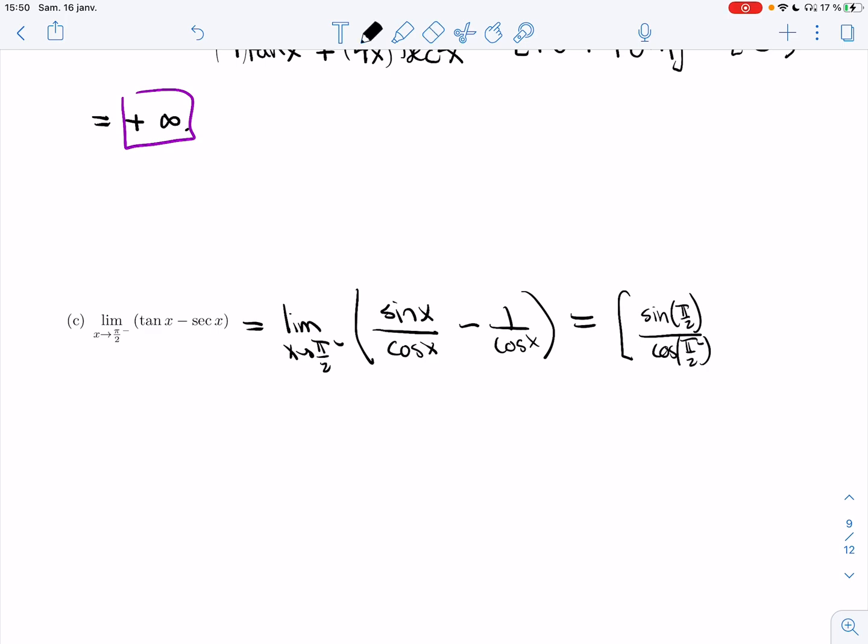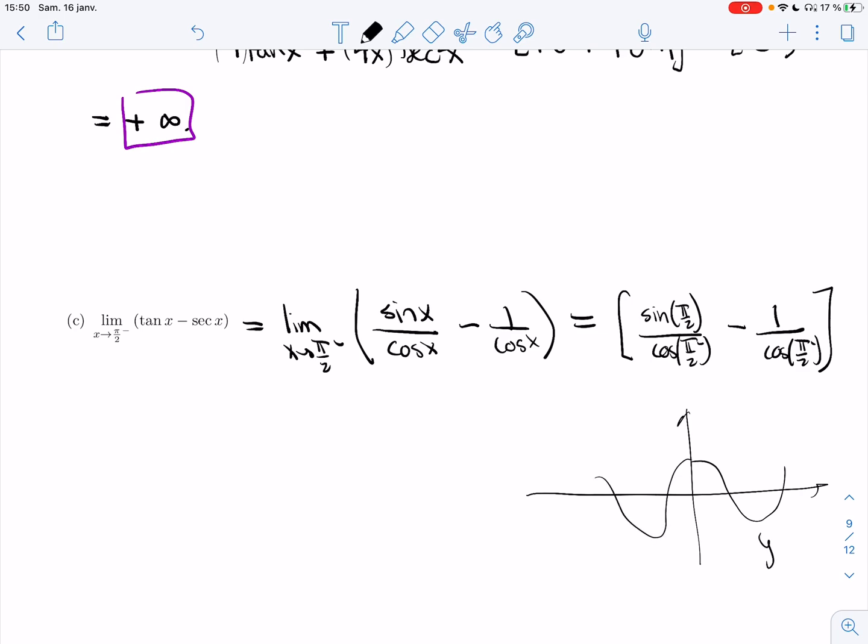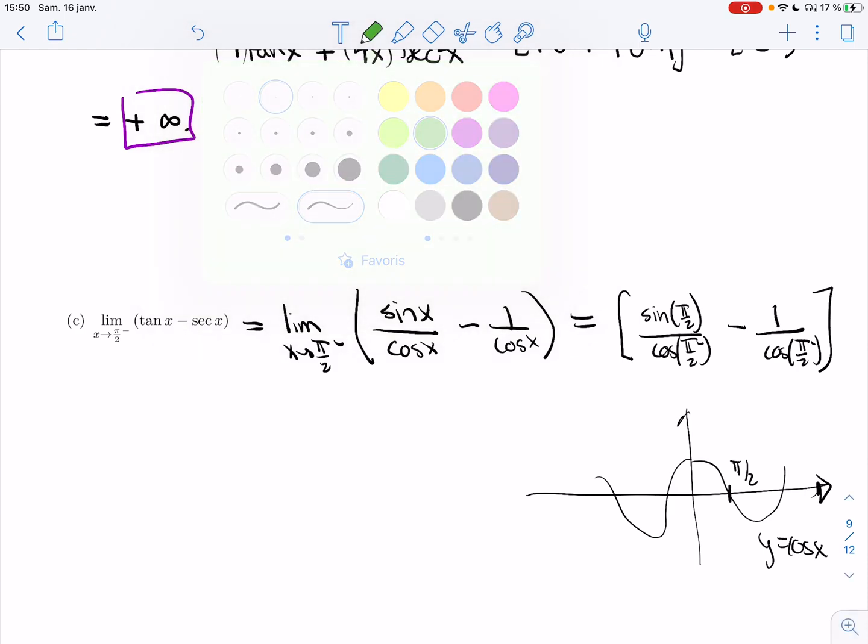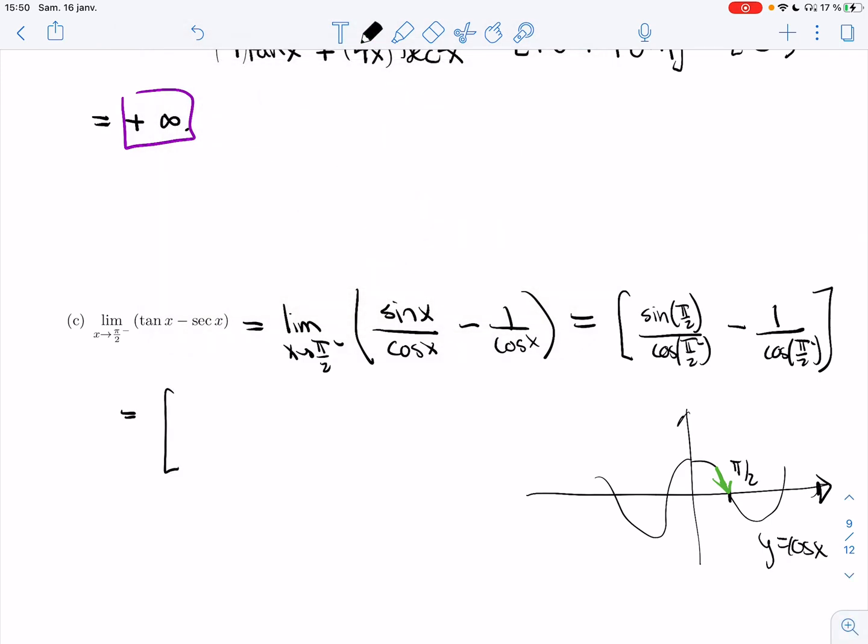Actually, I'll need to graph it just to make sure everybody can see why what I'll do next is true. So if you look at cosine, it looks like this. So this is cos of x. I'm looking at pi on 2. Here's pi on 2, but I'm looking right before. So I'm somewhere here. So it's going to 0, but all the terms I'm looking at are positive. So what I'll get is sine of pi on 2, which is 1, over 0 plus, minus 1 over 0 plus. So I'm getting positive infinity minus positive infinity.